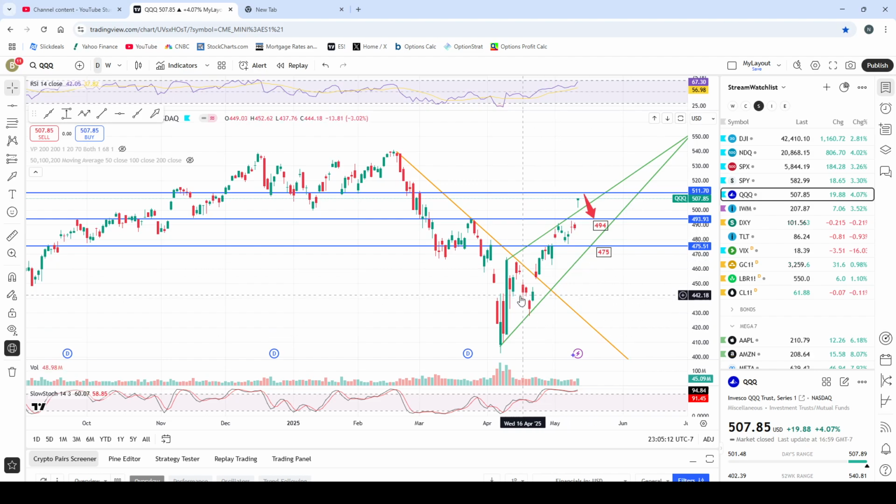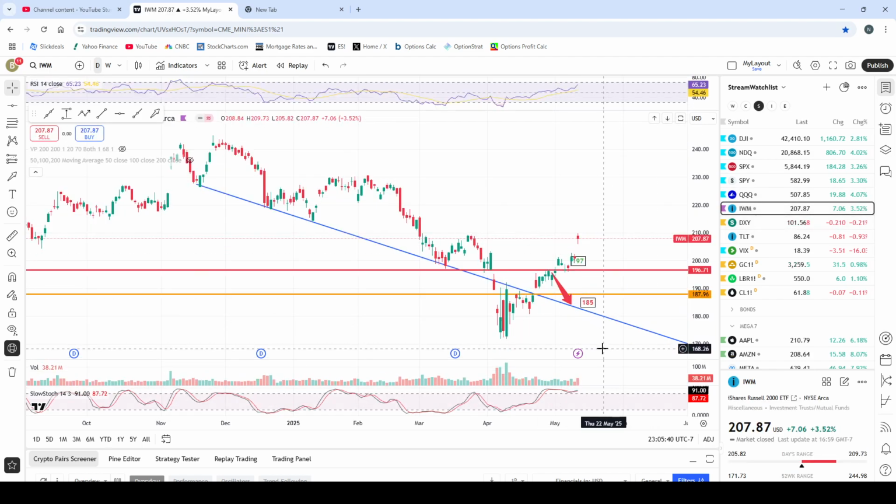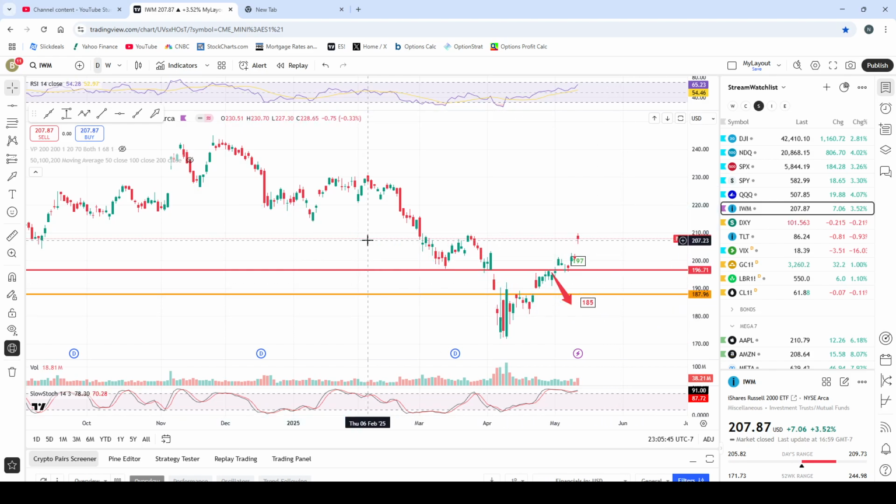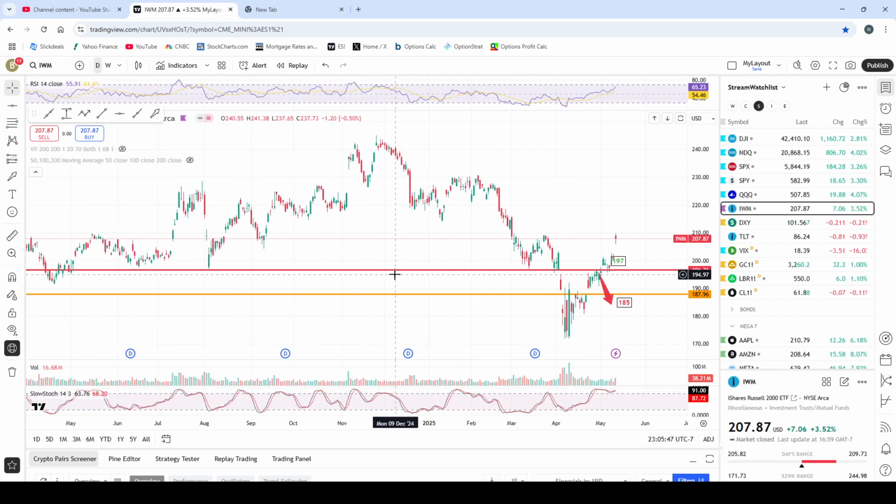and a lot of people already bought from these levels here. Many of them will take profit, and other traders who want to short will short around here. So most likely we will have a pullback. So that is why I expect QQQ to go back to 494. All right, Russell, IWM. So let's take all these out.